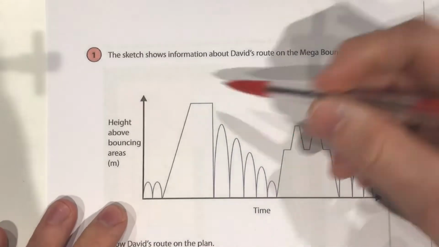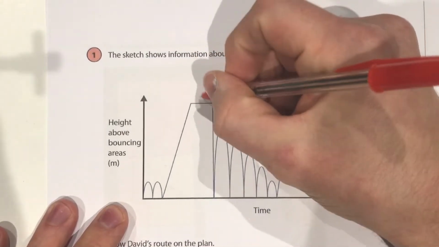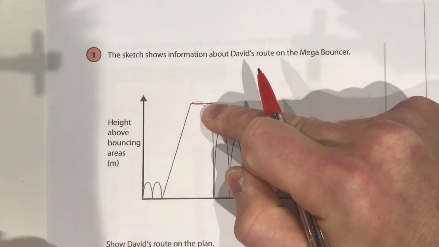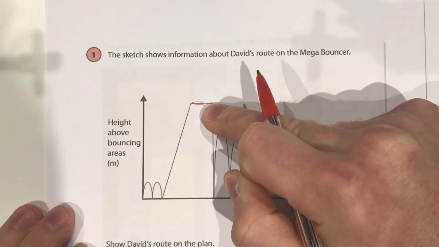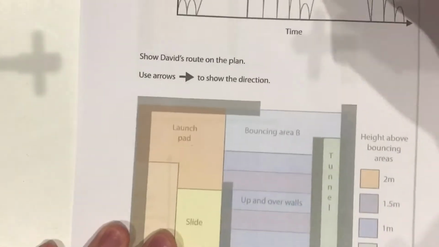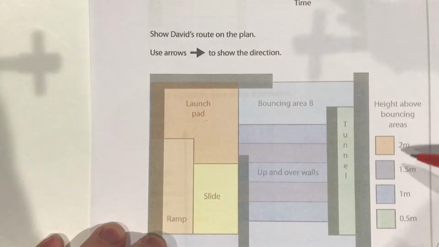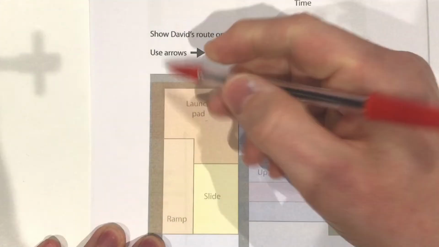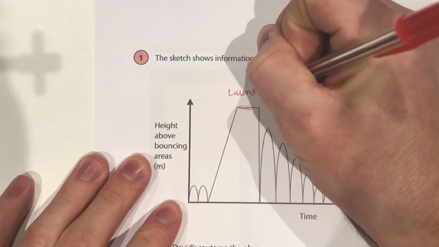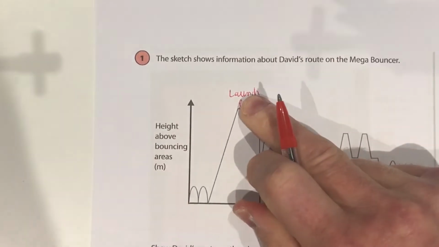Okay, a little bit confusing, but what we do know is that this part here is going to be the highest part of the route plan. So let's look just below at the highest part. Well, the highest part, as you can see, 2 meters is the biggest number, and that's orange. So this bit here, the launch pad, has to be the tallest bit. So we know that has to be the launch pad.